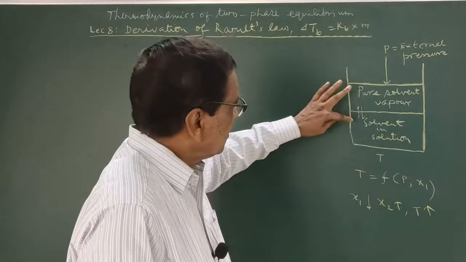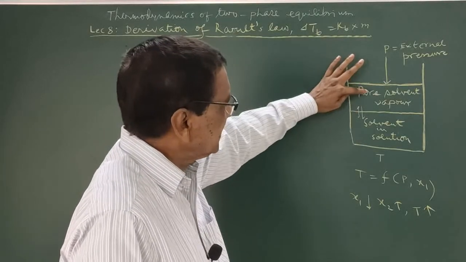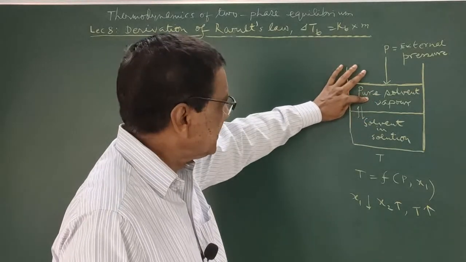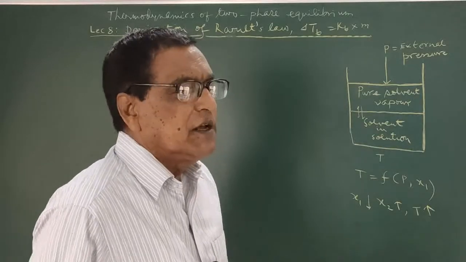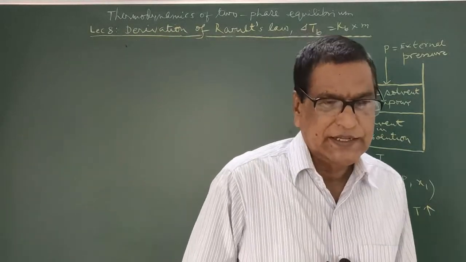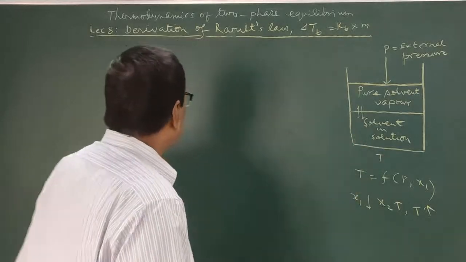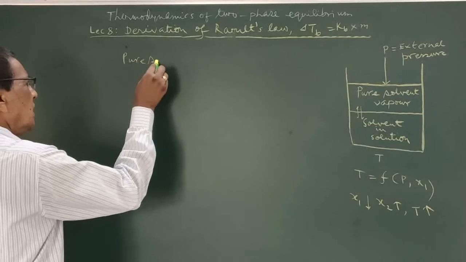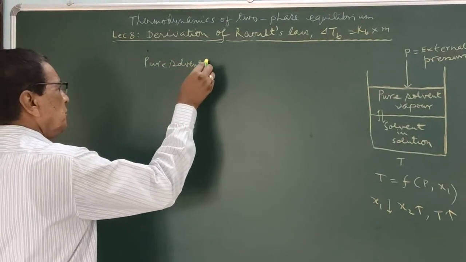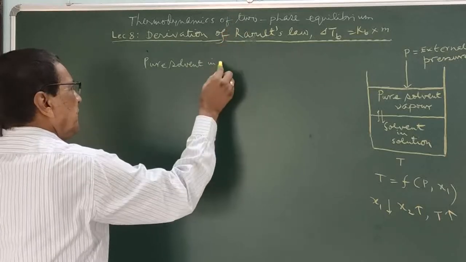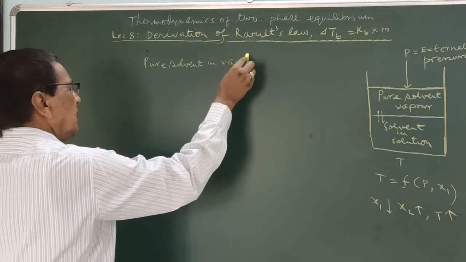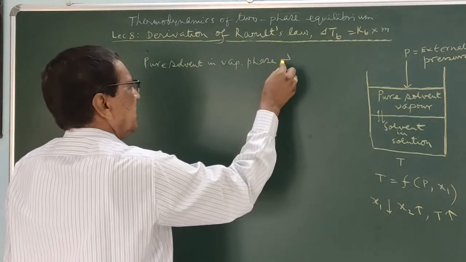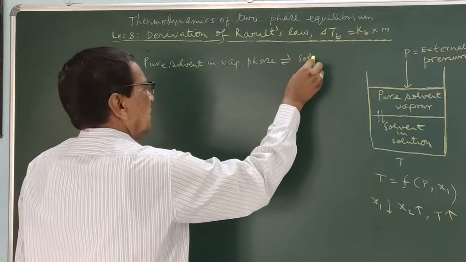Now the solvent remains in two phases, in the vapor phase and in the solution phase. In the vapor phase it is remaining in a pure state, and in solution it is in a mixture. So there is an equilibrium. So actually we can write the pure solvent in vapor phase is in equilibrium with this solvent in solution.